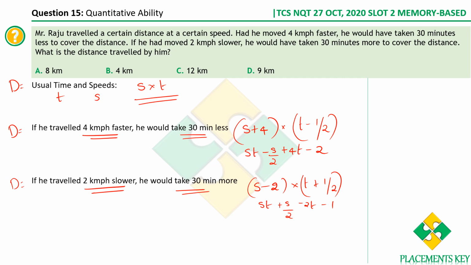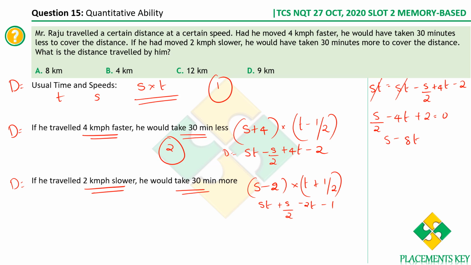Now we can equate the distances. Let me equate the first distance with the second distance. We get st equal to st minus s by 2 plus 4t minus 2. The st cancels, so we get s by 2 minus 4t plus 2 is equal to 0. Effectively we get s minus 8t plus 4 is equal to 0.